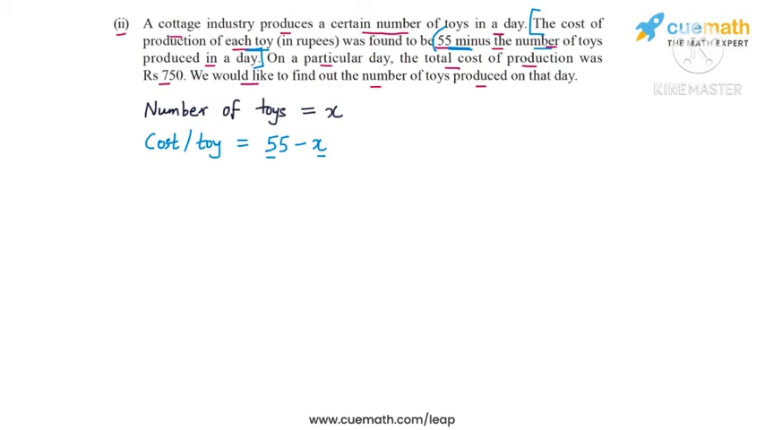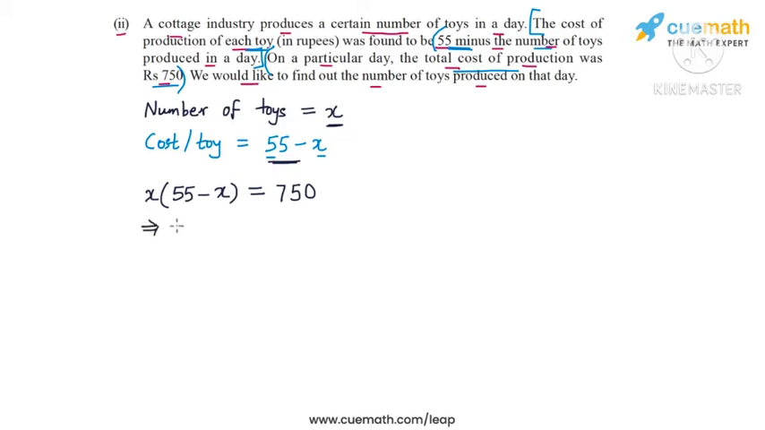Okay, now the other piece of information that the problem statement says is that on a particular day, the total cost of production was rupees 750. So the number of toys produced was x, the cost per toy was 55 minus x, and the total cost was 750. And this means that the product of the number of toys and the cost per toy, so x times 55 minus x, this should be equal to 750, and this is how we get our quadratic equation.